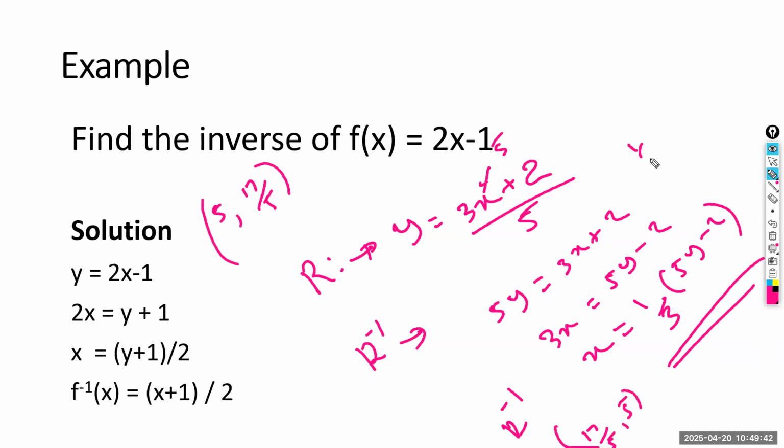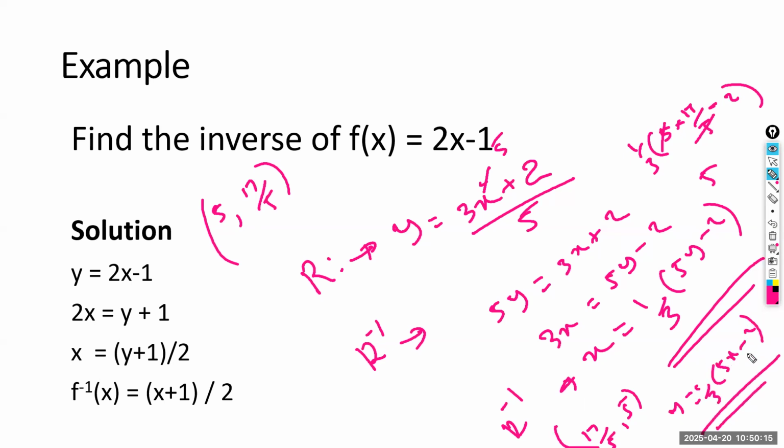Let's see. Of course, you can write it as y equal 1/3 of 5x minus 2, okay? Now 5 into 17 divided by 5 minus 2. 5 into 5 get cancelled. 17 minus 2 is 15. 15 divided by 3 is 5. Yes. 17 divided by 5 gives 5, because this is the inverse. Y equal 1/3 of 5x minus 2, because usually we write it as y equal something.